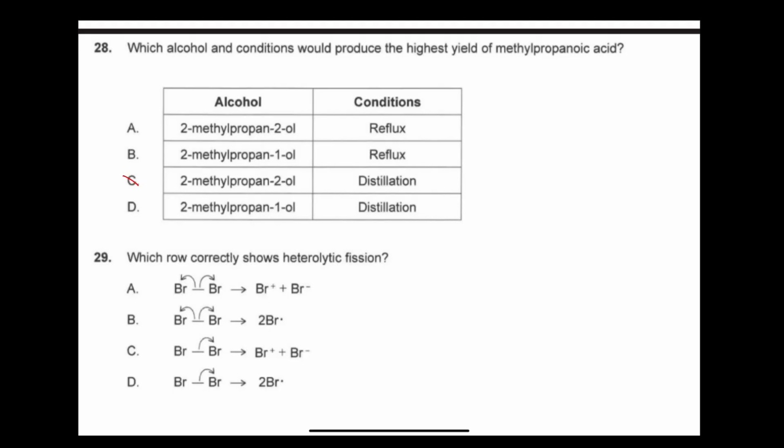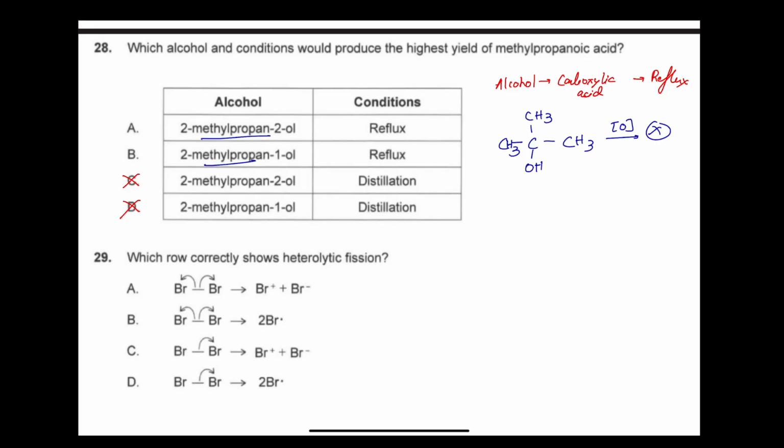So I can first reject C and D because alcohol to acid requires reflux. This is all known information. Now we have to check the compounds. This is 2-methyl-propanol. This cannot be oxidized because it's a tertiary alcohol, right? Tertiary alcohols cannot be oxidized. Secondary can be oxidized to ketone, and only primary alcohols can be oxidized to carboxylic acid. So A is incorrect.